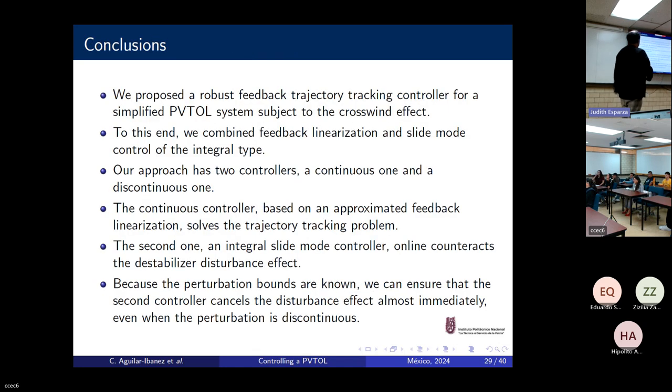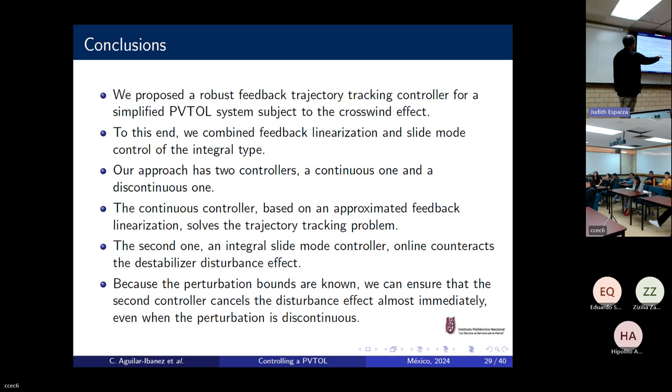In conclusion, we propose a robust feedback trajectory tracking controller for a simplified PVTOL system. As I told you, it is associated with a simplified version of a quadrotor. To this end, we combine feedback linearization and sliding mode control: the sliding mode for the perturbation and the other for the trajectory tracking. This is the same that I told you.